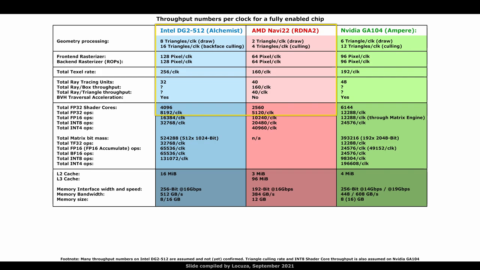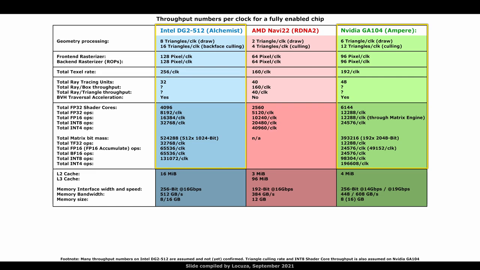It has just a quarter of the geometry throughput of DG2, half of the pixel rate, and about 63% of the FP32 and texel rate per clock. Comparing it to the GA104 is drawing a better picture for the AMD chip, but ultimately just somewhat less bad. One third of the geometry throughput is still a lot less, together with just 2/3 of the pixel and 83% of the texel rate.